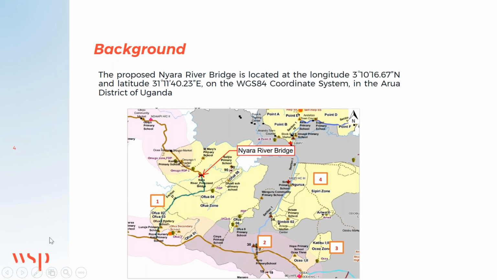As you can see with this map that is provided here, as my cursor is moving, you will notice that this direction here is the direction of the river. The bridge is located over here, and over here on the northern side, we can see the Omuga zone. On the southern side, we can see the Ofua zone.